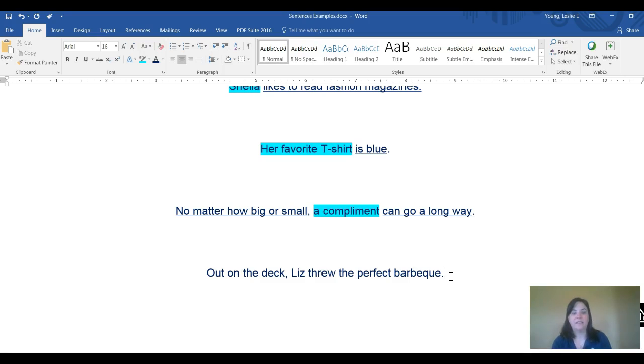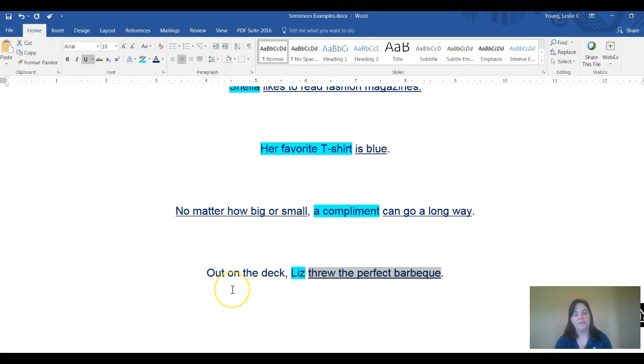Out on the deck, Liz threw the perfect barbecue. Well, who is this sentence about? It's about Liz. Again, it looks like we might have our subject in the middle of the sentence here. Well, what did Liz do? She threw the perfect barbecue, and so this is definitely a predicate.